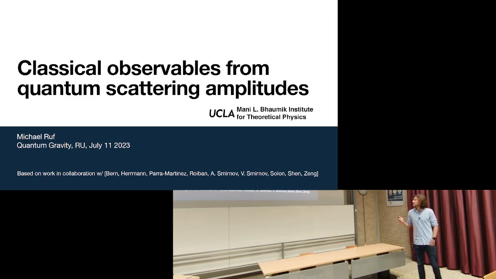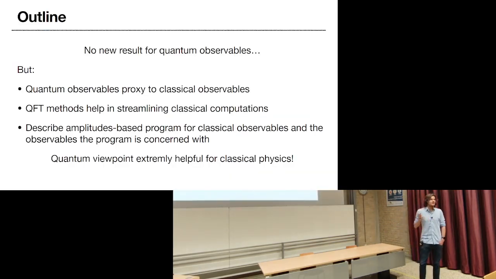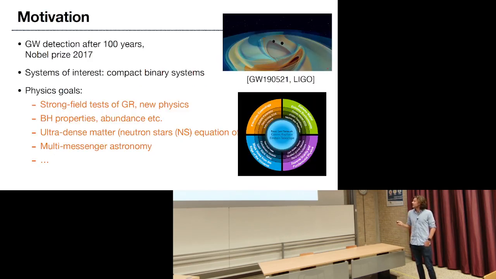All right, so the topic of this talk is going to be classical observables from quantum scattering amplitudes, and it's based on work I've been doing during the past few years together with a host of different collaborators. Now, I have to start with a quick disclaimer. There are not going to be any results on quantum scattering amplitudes or genuinely quantum results in this talk. The topic of this talk is going to be more that a quantum viewpoint can be extremely healthy for doing classical computations. So let's jump right in.